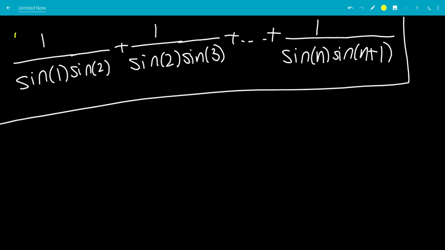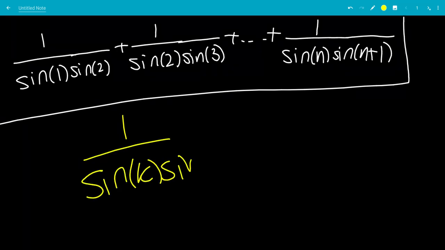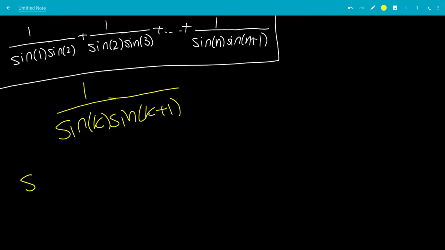Okay, so each of these, 1, 2, 2, 3, the difference between them is 1. So let's write them: each one of these is 1 over sin k sin (k plus 1). Okay. So now let's look at sin(A minus B).